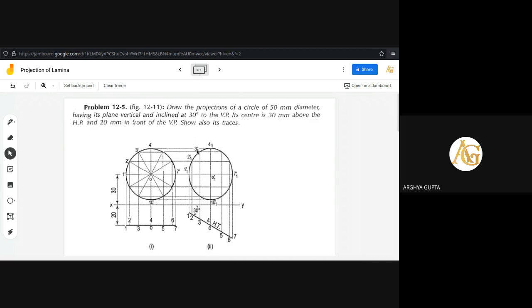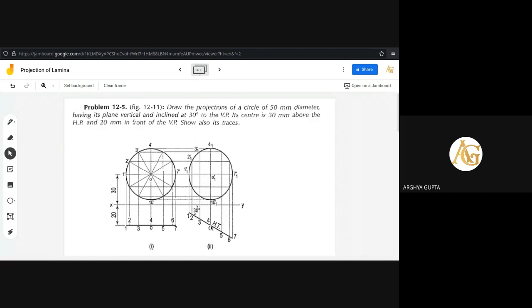Okay. Now, what is said is that its plane is vertical and inclined at 30 degrees to the VP. At the next stage, just to extend the line, we have extended that line already. So that center is always 20 mm below. You have to mark here. So that line has been extended. Take a point here. Take the center at 20 mm away, 20 mm away from the XY line.